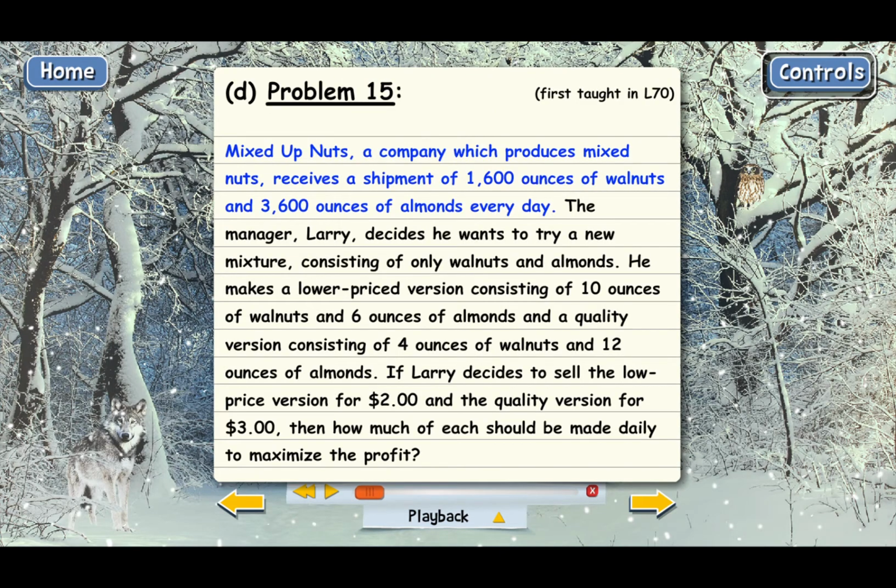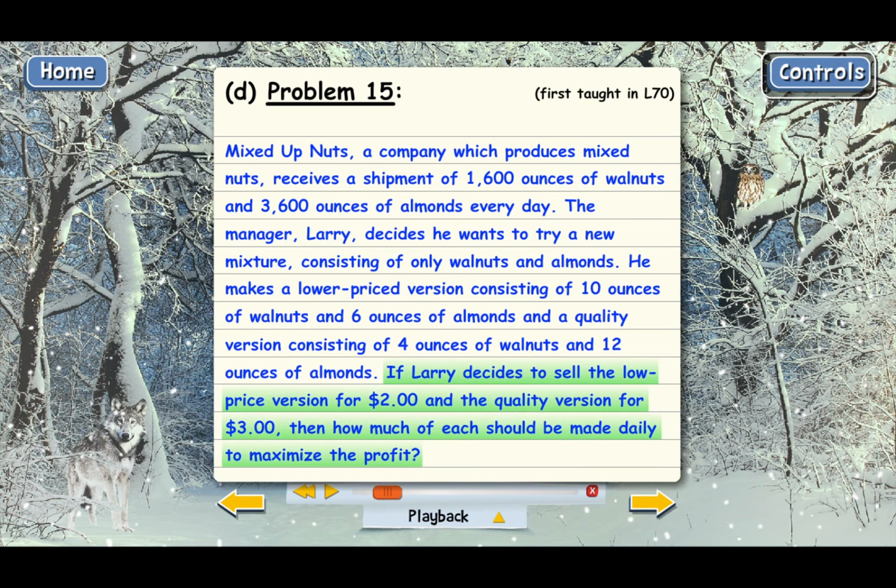Mixed Up Nuts, a company which produces mixed nuts, receives a shipment of 1,600 ounces of walnuts and 3,600 ounces of almonds every day. The manager, Larry, decides he wants to try a new mixture consisting of only walnuts and almonds. He makes a lower-priced version consisting of 10 ounces of walnuts and 6 ounces of almonds, and a quality version consisting of 4 ounces of walnuts and 12 ounces of almonds.